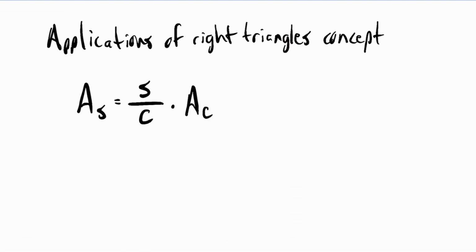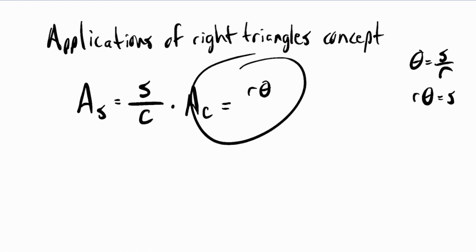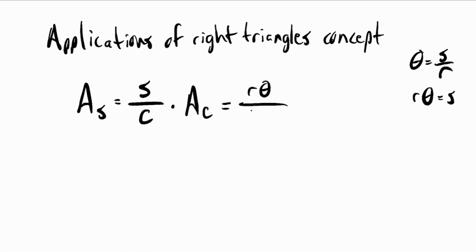So when we replace this with formulas in terms of the radius and the angle measure, S equals r theta. That's how we defined theta equals S over r, which is how we define radian measurement to begin with, right? So if you take this equation and multiply by r on both sides, you get r theta equals S. So that's what arc length is. It's r times theta. So over here, r times theta over the circumference, which is 2 pi r, right? Times pi r squared, the area of a circle.